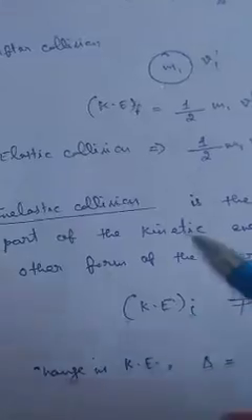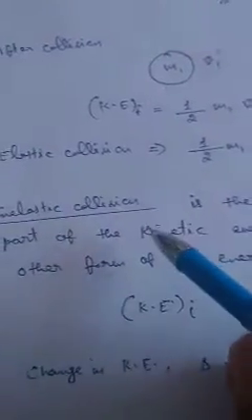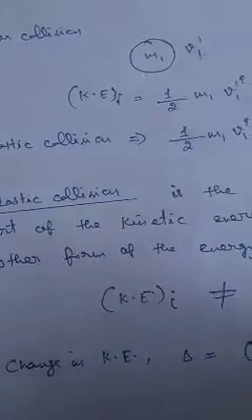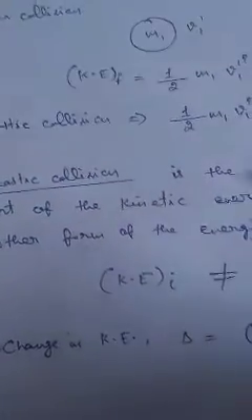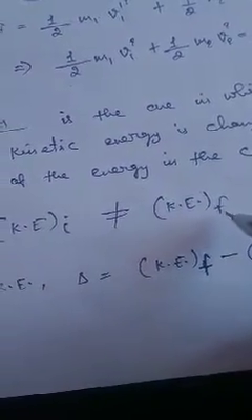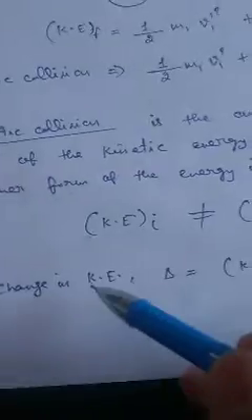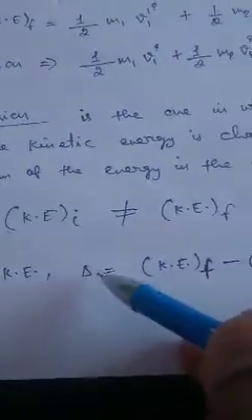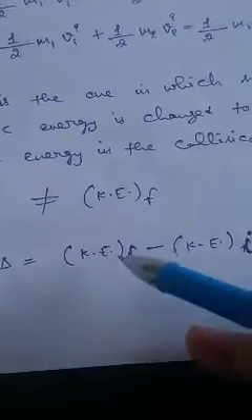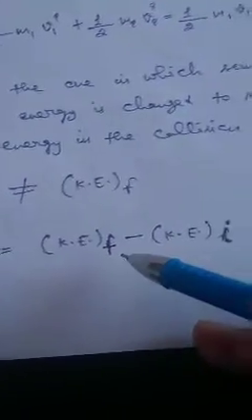Second is inelastic collision. So what is inelastic collision? In inelastic collision, some part of the kinetic energy is converted into some other form of energy. So what will happen? There is a loss in kinetic energy. So the initial kinetic energy is not equal to the final kinetic energy. How will you calculate the loss in kinetic energy? Loss in kinetic energy is equal to final minus initial. Since kinetic energy is decreasing, this factor will become negative.